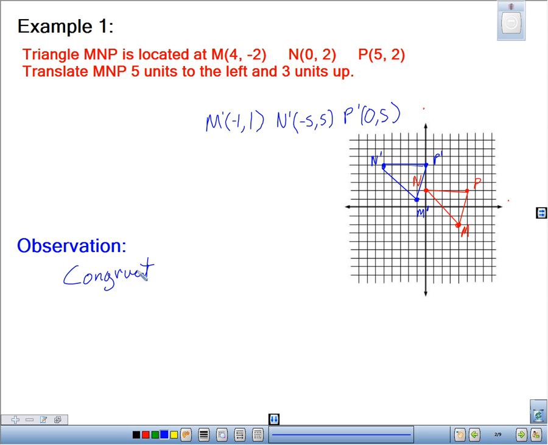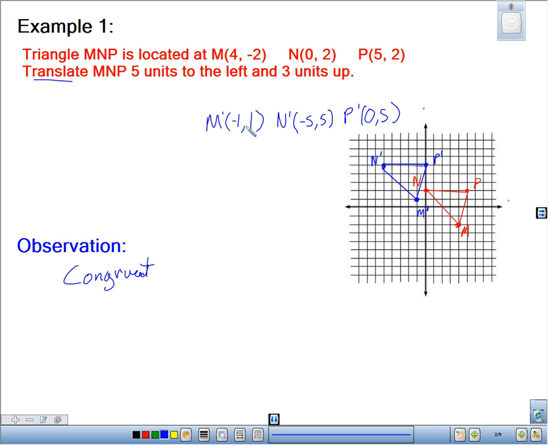Again, translations are a rigid transformation, so these should look exactly the same. They do. Okay? Well, let's look at the individual points. What do you notice about all of the x-coordinates? Notice here we started at 4 and ended at -1. Here we started at 0 and ended at -5. Here we started at 5 and ended at 0.